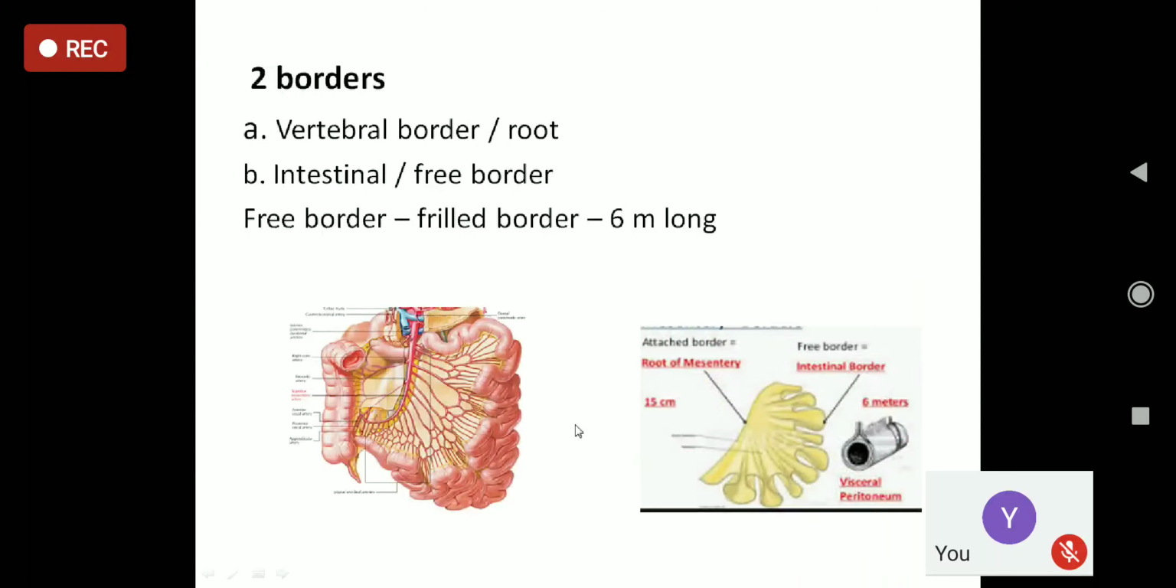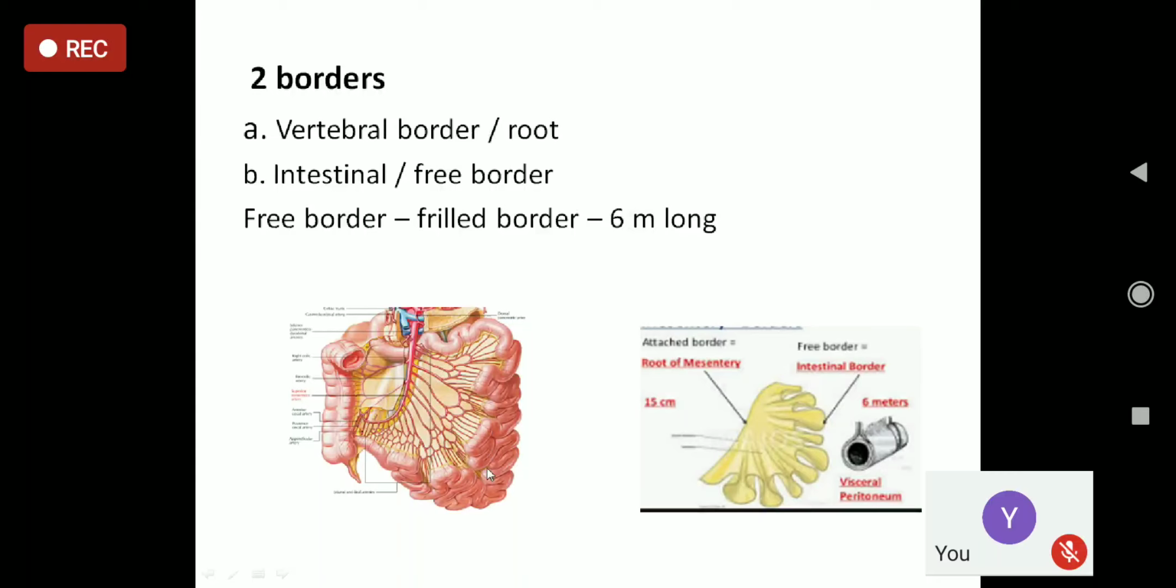Now it has got two borders. Okay, the vertebral border, the attached part. So this is the vertebral border of the mesentery, which is also known as the root of the mesentery, and this is the intestinal border, which is also known as the free border of the mesentery. So this is the free border. It is like a frill, so it is also known as the frill border. You can see this is the frill border. In this figure also you can see the intestinal border is the frill border, and the vertebral border is also known as the root of the mesentery.